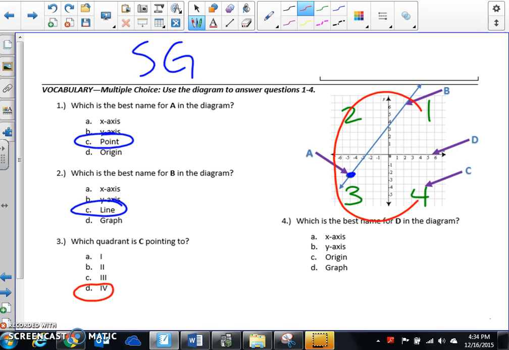And then which axis is the best name over here? You can also go ahead and just do your axis. This is X, Y. So D is pointing at the X axis.